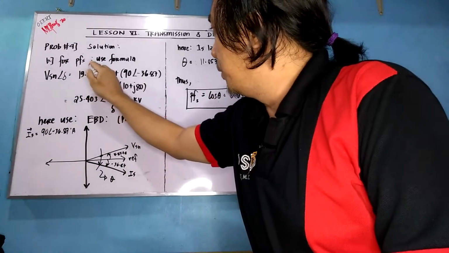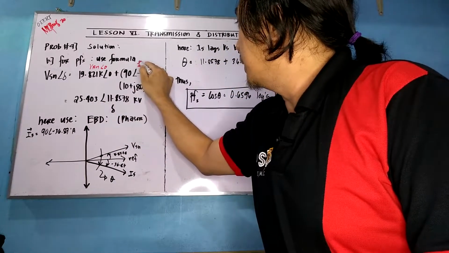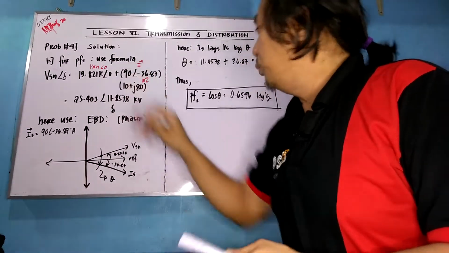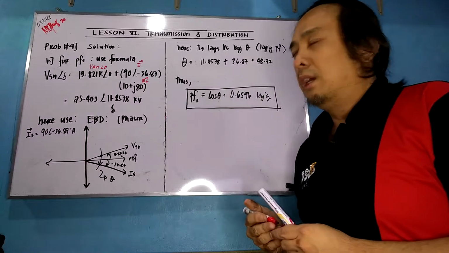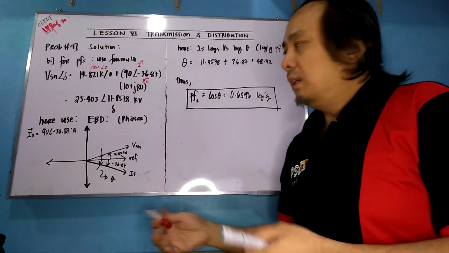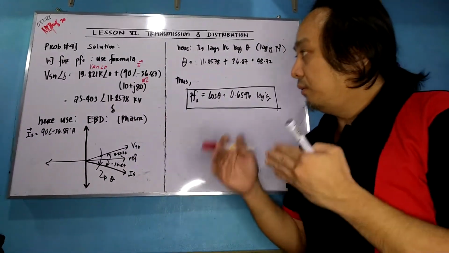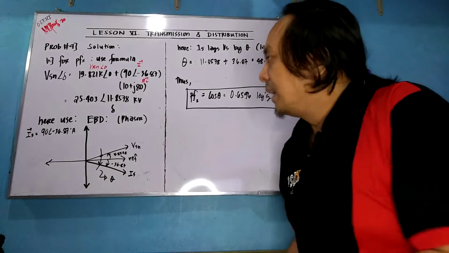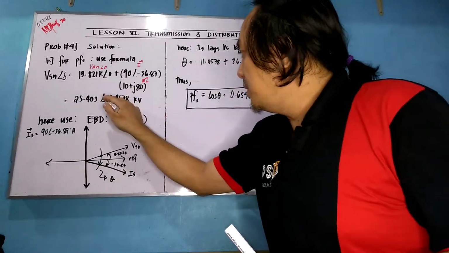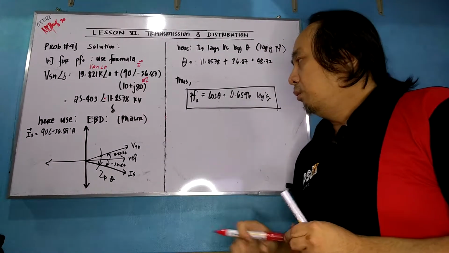We'll make use of the formula again: VSN is VRN angle 0, plus your current I times ZL. So, VRN plus the drop, which is I and ZL. Since the current and the ZL are already given and VRN is already defined from A, we can now solve for VSN. So recompute this again. The answer is 25.403 angle positive 11.85, 78 kilovolts.